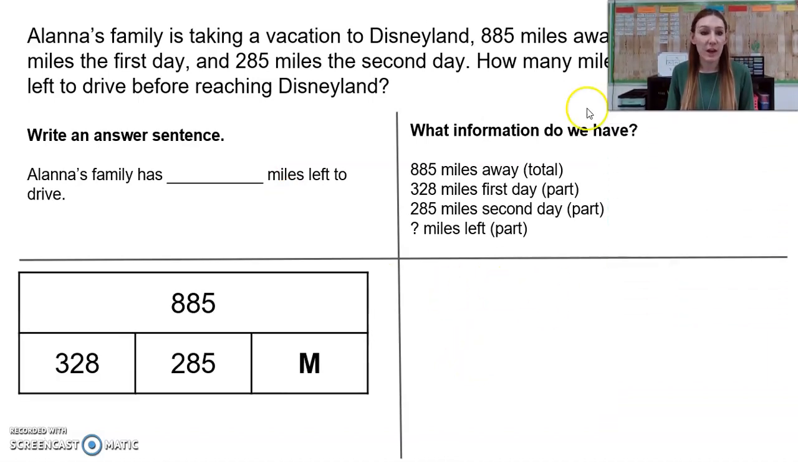So we can go ahead and draw our strip diagram to represent this information. We know we have a total of 885, so we can put that 885 in our total box. And then we know that on the first day, they drove 328 miles. The second day, they drove 285 miles. And then we can designate a variable to represent the miles they have left. I'm going to use M for miles. This is my variable to designate how many miles they have left.